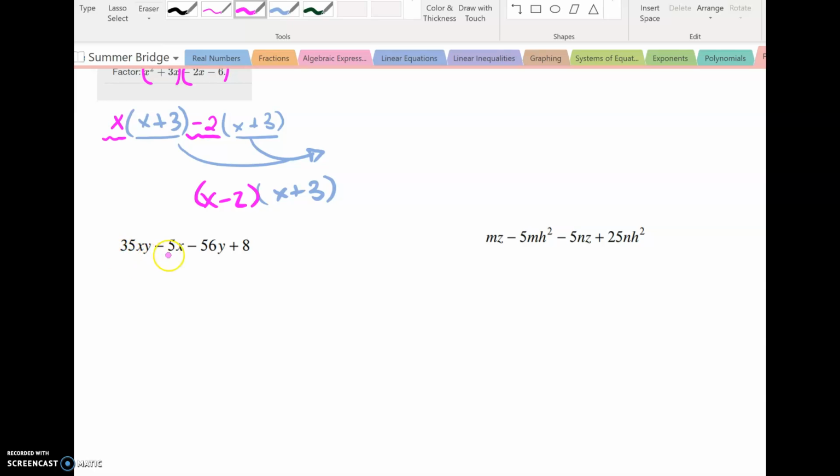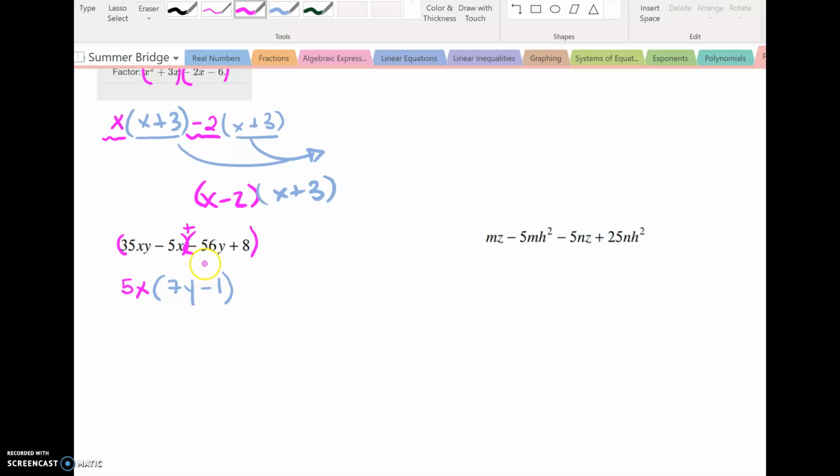So here's my next one. I'm going to, again, group my first 2 together. Then I'm going to do like a plus and group these second two together, including that negative sign. Super important again. Okay, so I'm going to take a look at what my GCF is in here, and I can factor out. I notice I have x's in both terms, so I'm going to factor out an x, and I notice that both of these are divisible by 5, so I'm going to factor out a 5. So what I have left here is going to be 7y minus 1.